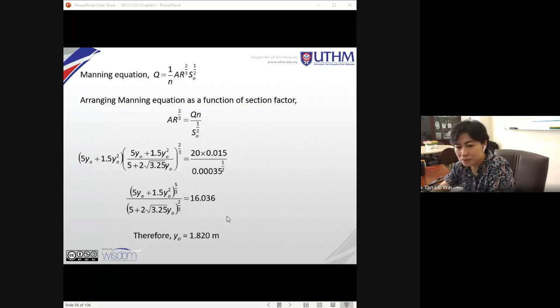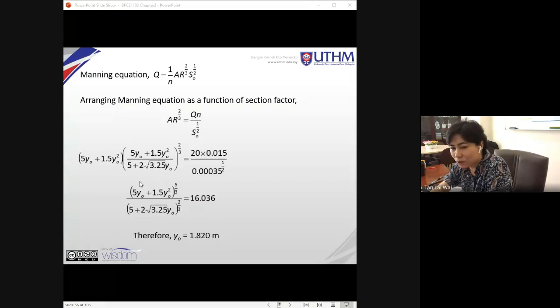So solving this, you need to enter this expression in your calculator. That means in bracket 5 times y plus 1.5. Then you solve for y, basically. It doesn't matter what symbol you are using for y naught. You could use x. I think on your calculator you have x there, so you could use x.